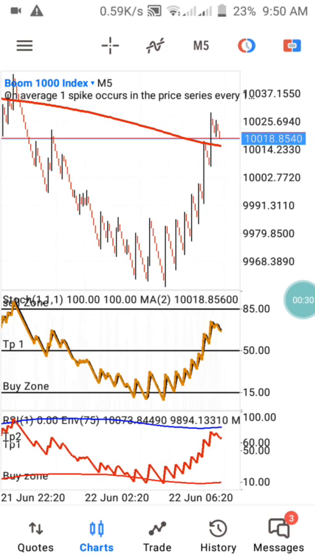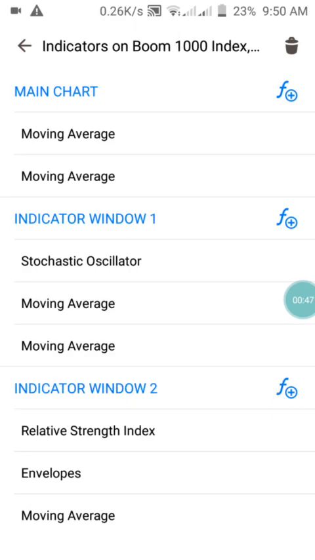Also, in today's video I'm going to explain in detail how you can trade Boom 1000 on the 5-minute time frame using this same strategy. I will show you the settings of this strategy so that you can also have it on your phone. So let me show you the settings.